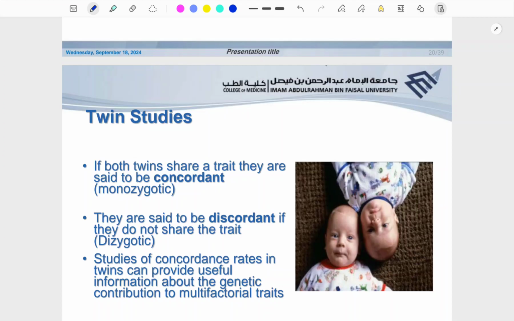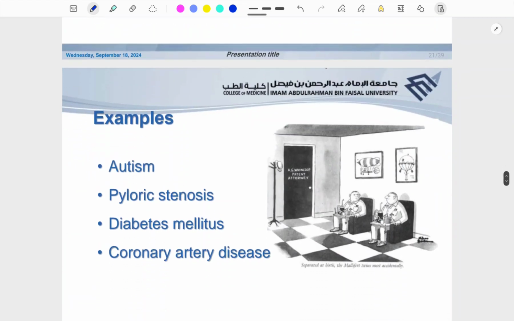If both twins share a trait, they are said to be concordant. They are said to be discordant if they don't share the same trait. You understand? The trait in which they differ, we call them discordant. Studies of concordance rate in twins can provide useful information about the genetic contribution toward a disease. Examples: autism, pyloric stenosis, diabetes mellitus, and coronary artery disease.